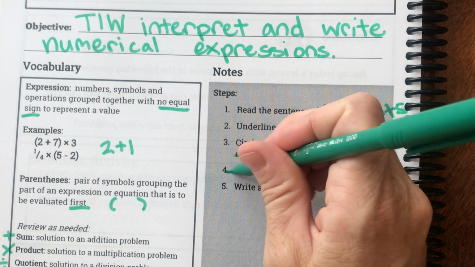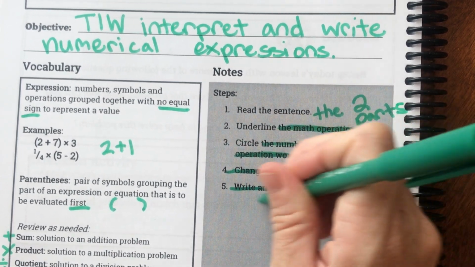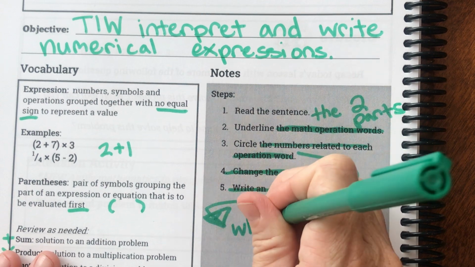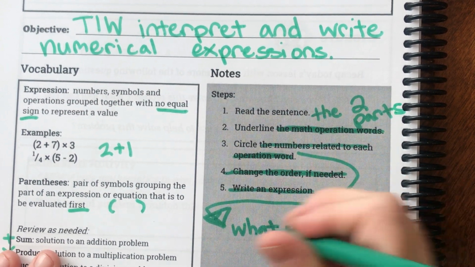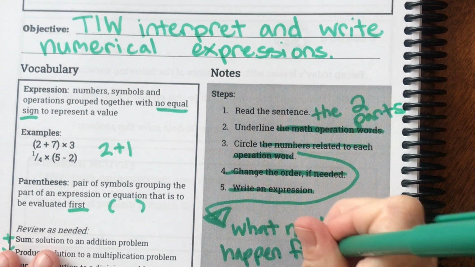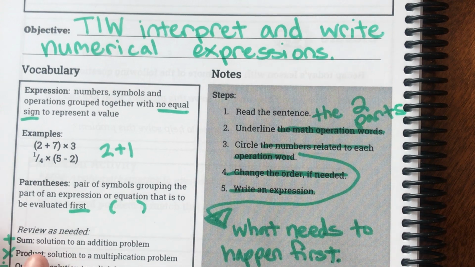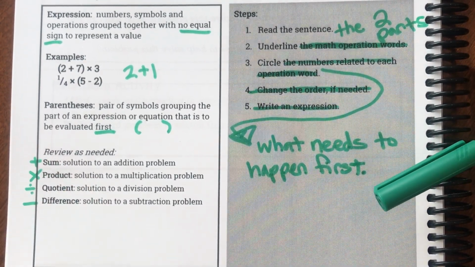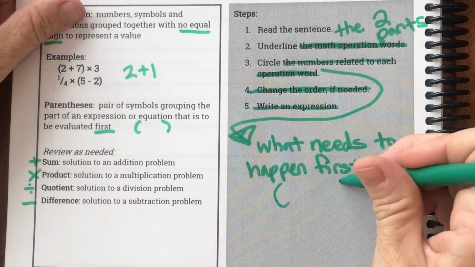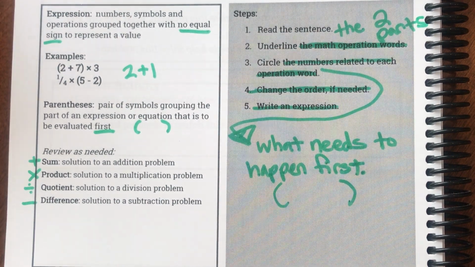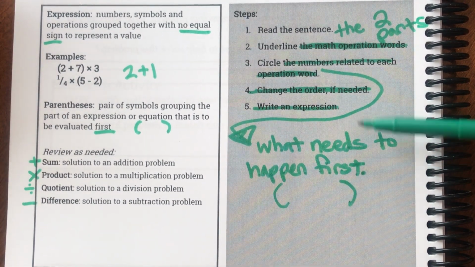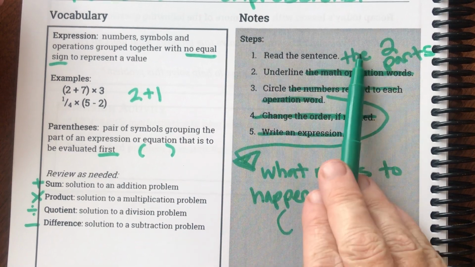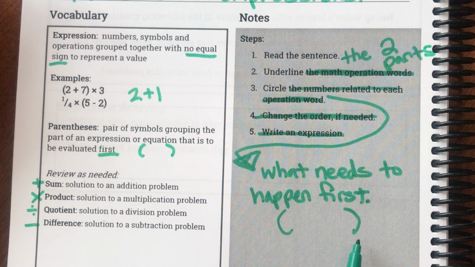I'm going to cross this off and this, and we're going to finish step three down here. So we're going to say circle what needs to happen first. Circle what needs to happen first. And then when we do our expression, how do we make it clear we want it to happen first? Parentheses. Parentheses are going to tell the problem solver, or whoever would be doing the problem, what we need to happen first. So pretty much our steps are three: read the sentence, underline the two separate parts, and then circle what needs to happen first.